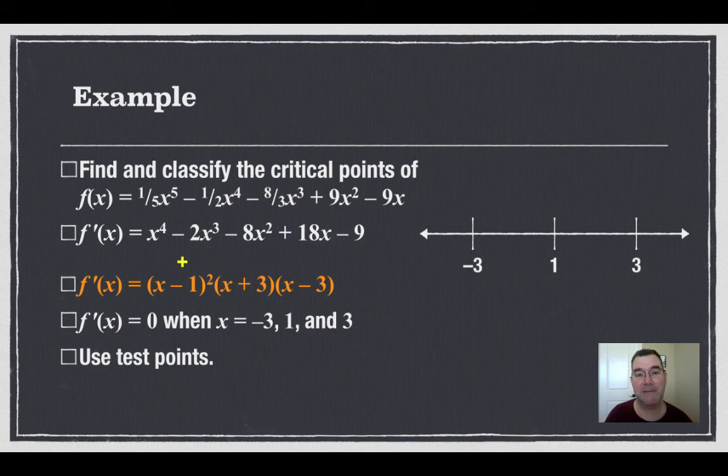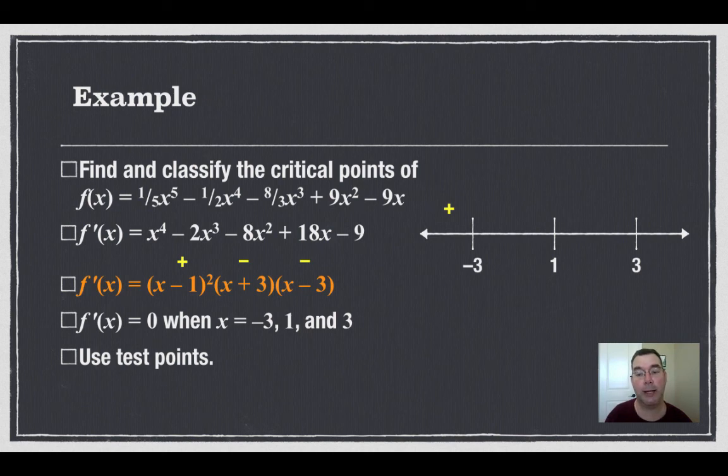Now if I take that negative 4 and I plug it into the x plus 3, I get negative 4 plus 3. Well, that's a negative 1. So that term is going to be negative. If I take that negative 4 and I plug it into x minus 3, I get negative 4 minus 3, which is negative 7. So altogether, I've got a positive something times a negative something times a negative something. And so that means a positive times a negative is positive. So the derivatives everywhere before x equals negative 3 are all positive.